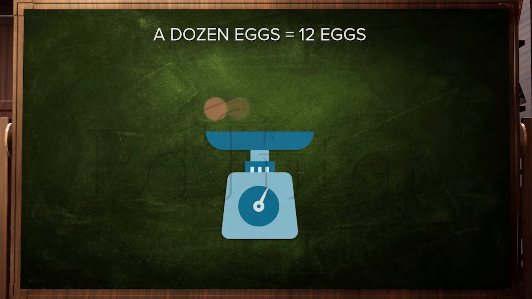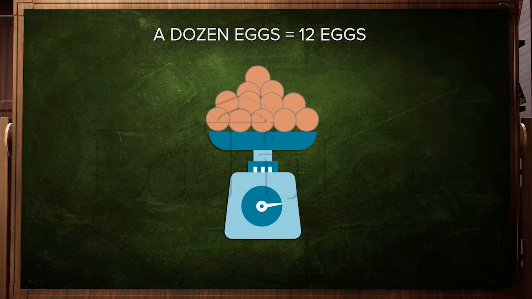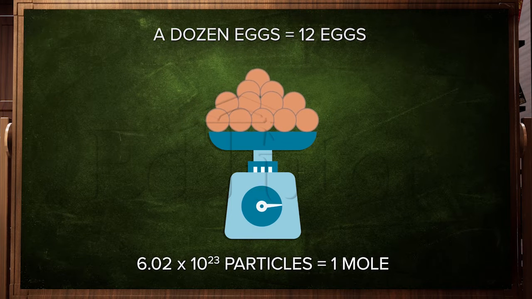You would assume that when I say a dozen eggs, I am referring to 12 eggs. So similarly, 1 mole is 6.02 × 10^23 particles.